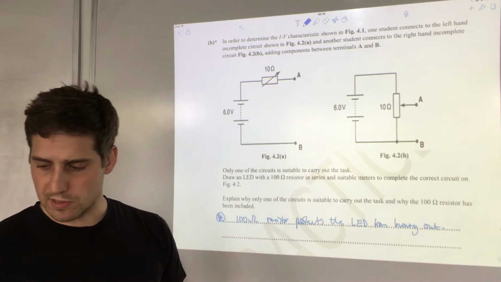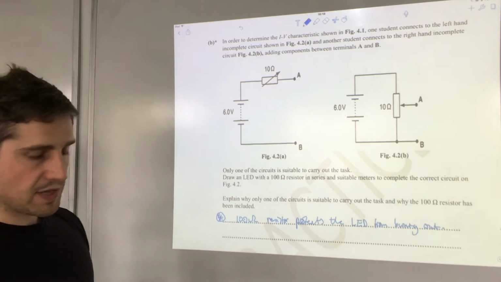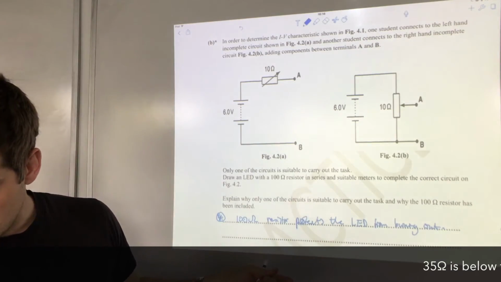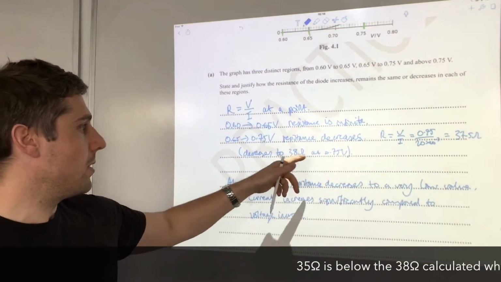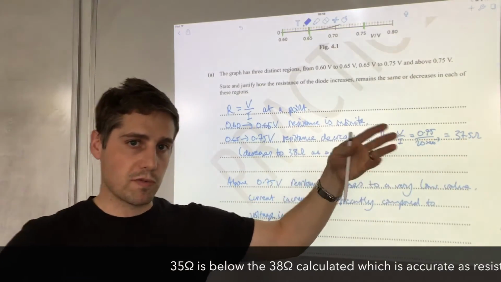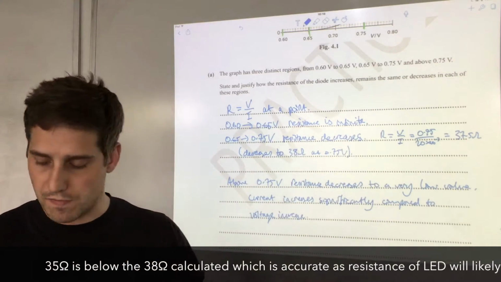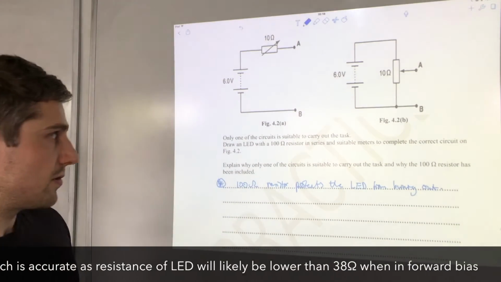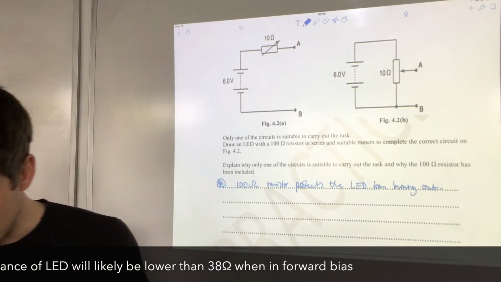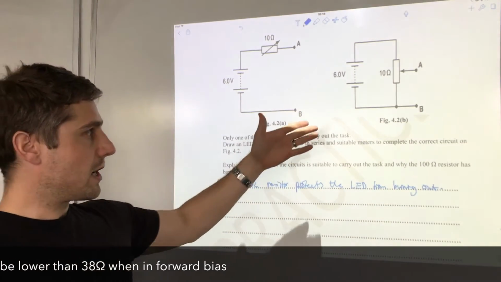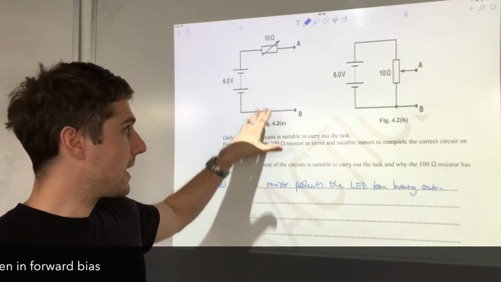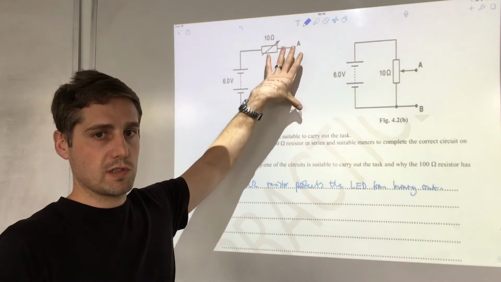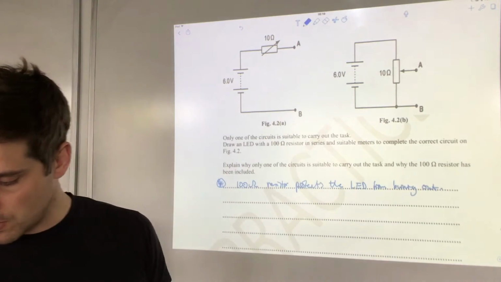Now what I'm going to do here is assume that the resistance of the LED is close to the value that we calculated in part A, which, if you remember, was 37.5 or 38. So I'll take it as 35 ohms. Let's say that the LED has resistance of 35. Before I draw the circuit, I'm going to work out the potential range of voltages that you can get across the LED in circuit A.